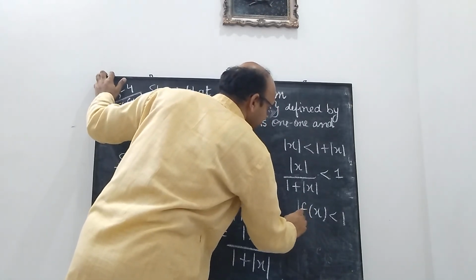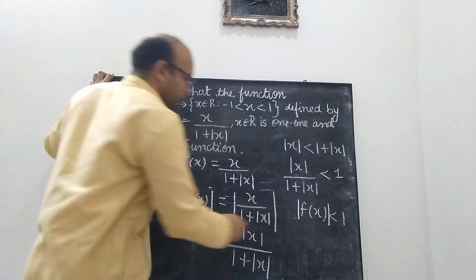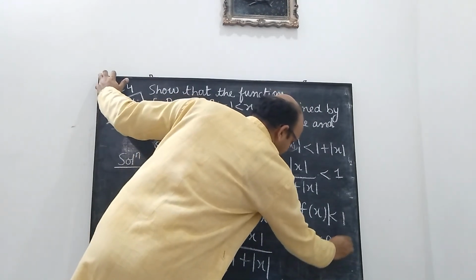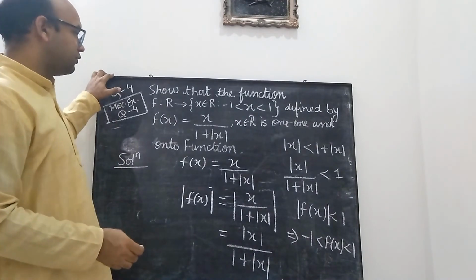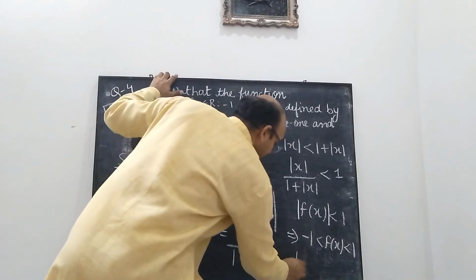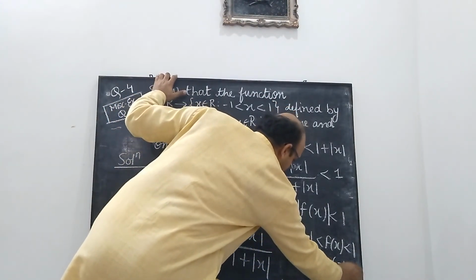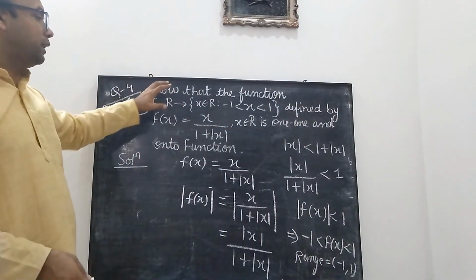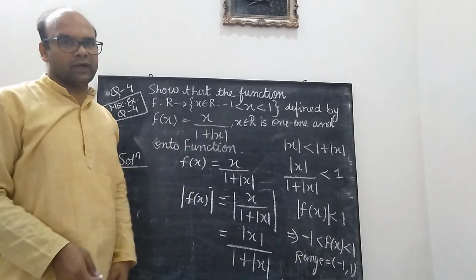and mod of fx will always be less than 1, and this implies that the value of fx will lie between minus 1 and 1. Therefore, the range of this function is the open interval minus 1 comma 1, which is equal to the codomain, and hence the function will be an onto function. So we are able to prove that the function is both 1-1 and onto function.